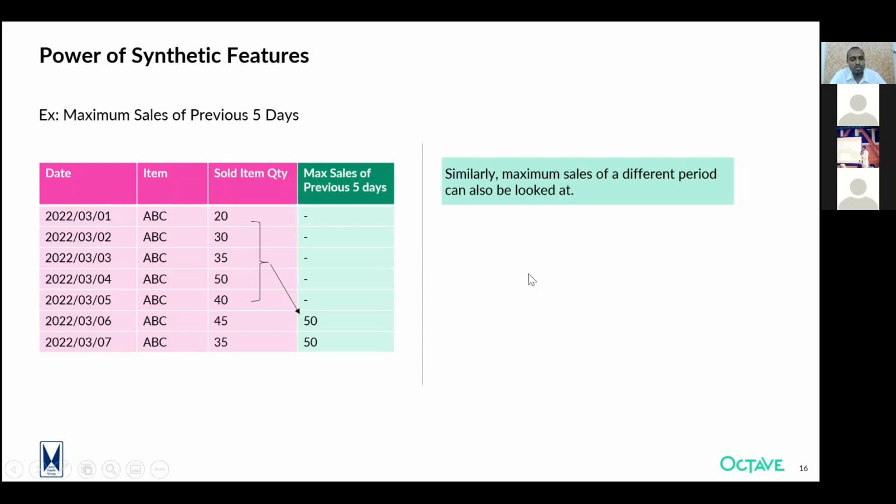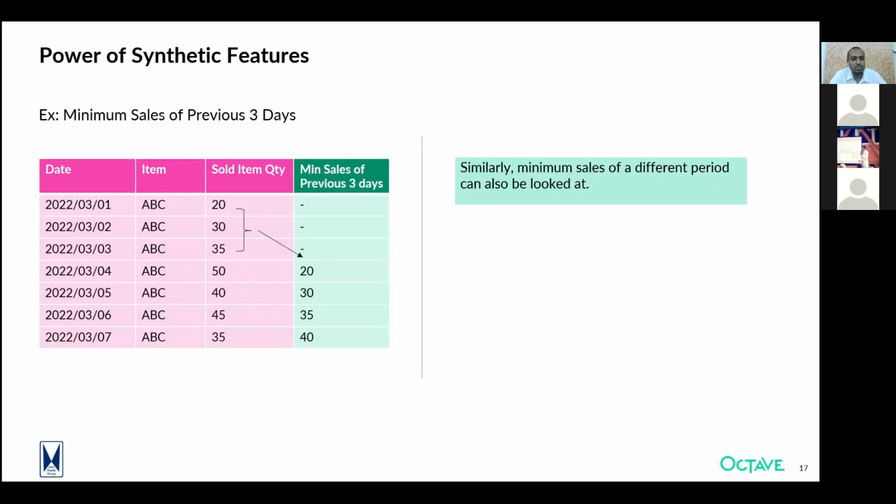Also, similar to that, we can even look at the minimum sales as well. Like the maximum sales, we have considered the minimum sales, and now the time period has decreased. So it's the previous 3 days, right? Here we have values from the 4th of March onwards, that is the minimum sales of the previous 3 days. So here you would have a value of 20, which is the minimum sales of the previous 3 days, followed by the value 30, and so on, right?